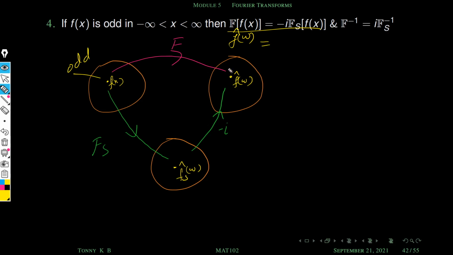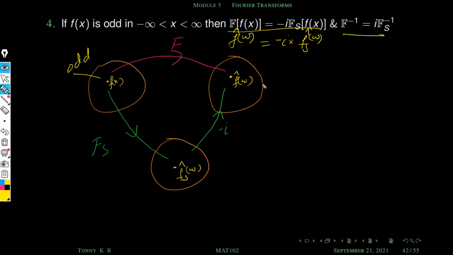This result says that we can find this f cap of omega using this rule. What is this rule? Minus I times fs cap of omega. So first you find the fs cap of omega, that is nothing but our Fourier sine transform. Then we multiply that fs cap of omega by minus I. That gives f cap of omega. So you can find this f cap of omega either this way or this way. Okay, that's the idea. Now we are ready to derive this second portion.